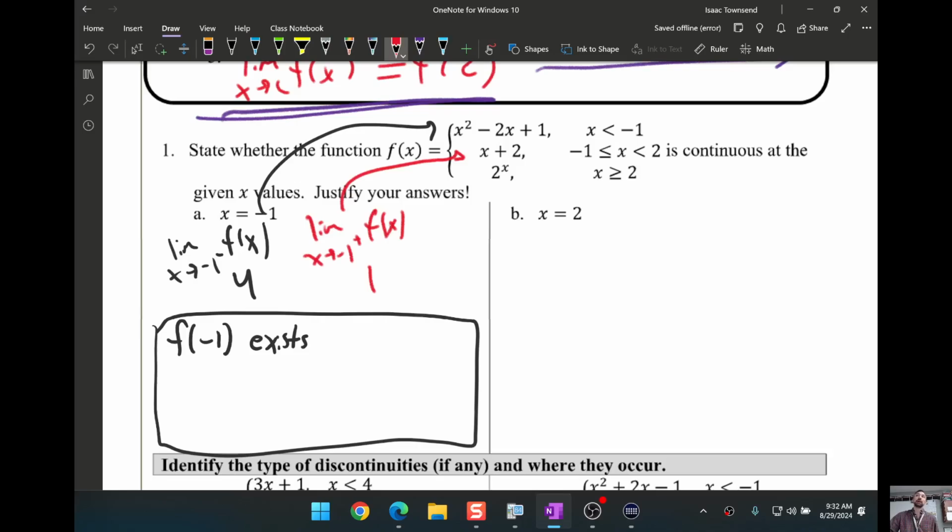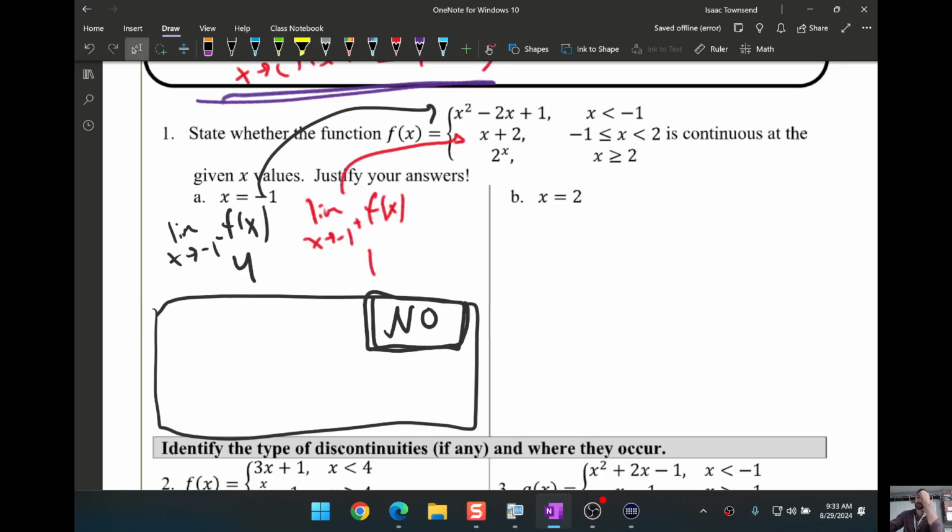Okay, so is it continuous? No. The nice thing about it being not continuous is that your justification is easy. You just need to state one of the three parts of the rules that is broken. You don't have to state all of them. Just show off the first one that you've figured out does not work. So limit from the left does not equal limit from the right. That's all the justification you would need.